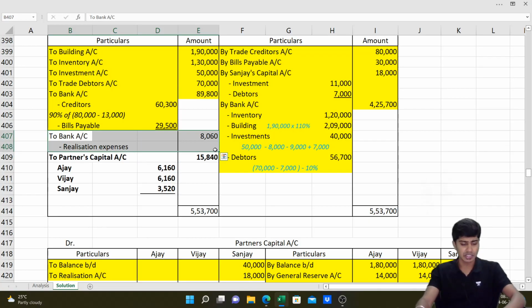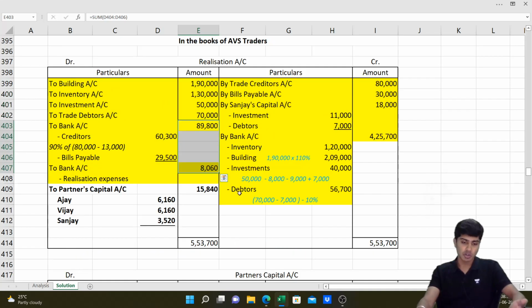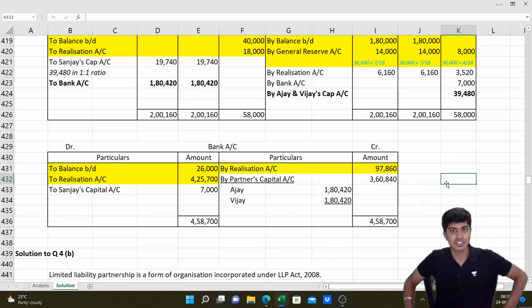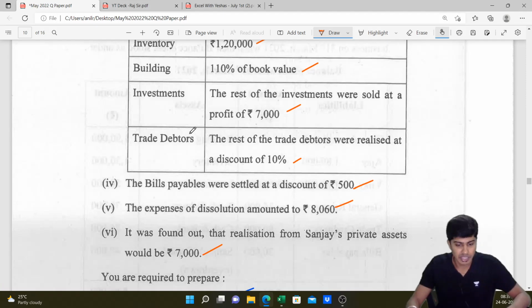So together 89,800 and 8,060 is the amount paid in the process of realization. Together it comes to how much? 97,860. Not 98, but 97,860 realization account credit, in our bank account on the credit side. Amount going out. Yeah, then that's it. The rest of the problem is over.